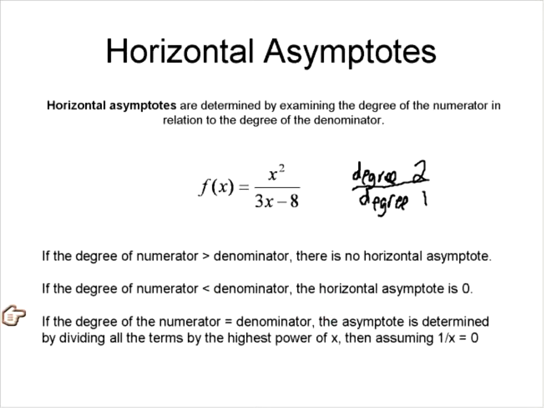It's this third one where we're going to be a little bit tricky: if the degree in the denominator equals the degree in the numerator, then we have to determine the asymptote by dividing by the highest power of x, and then we make this assumption that 1 over x is equal to 0. Now, I'm just going to show you why 1 over x is equal to 0. If you go on and do math at a higher level, university and beyond, you're going to look at this in extensive detail.